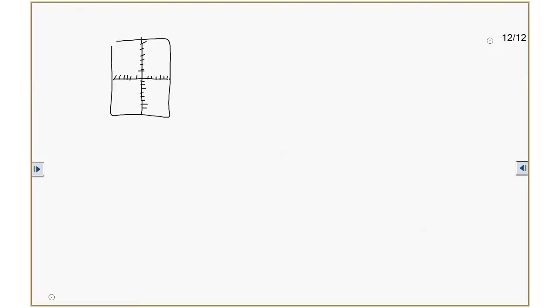So tomorrow when you come to class, which is when? Thursday? You might want to bring some graph paper because we're going to be doing this for a couple of days.